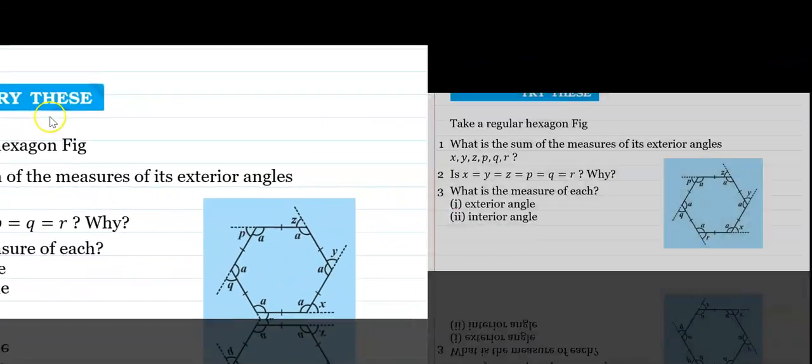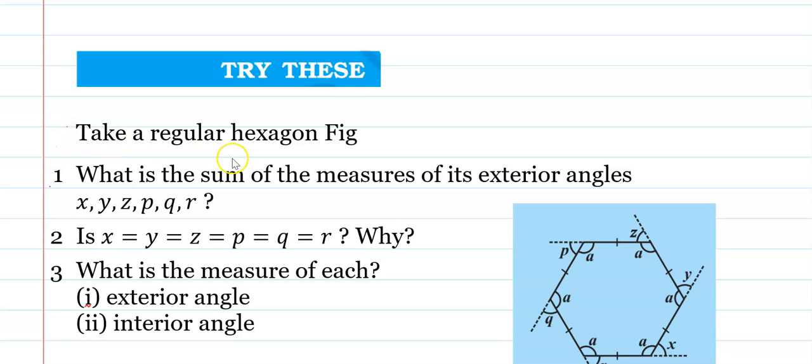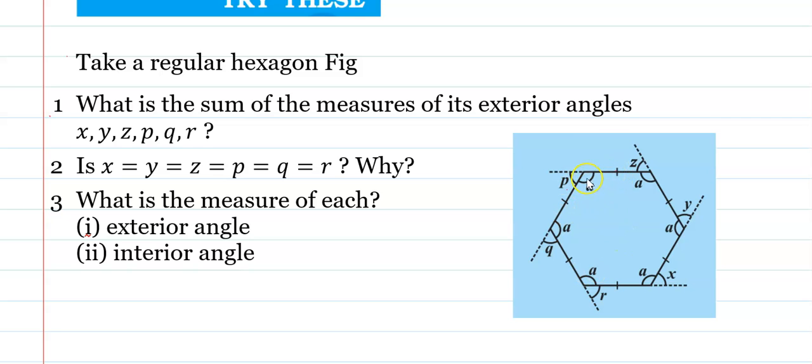Next, you can try this also. Take a regular hexagon. All the sides are equal, and the measures of the interior angles are also equal. It is regular. What is the sum of the measures of its exterior angles? It's clear that the sum of the measures of the exterior angles is 360. Again, it says that x equals y equals z equals p equals q equals r.